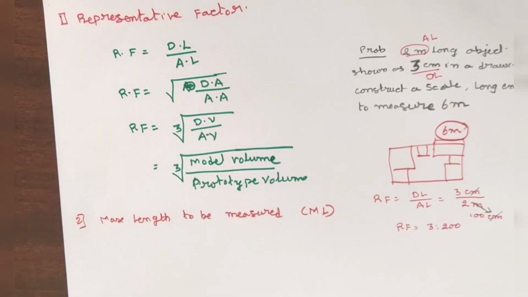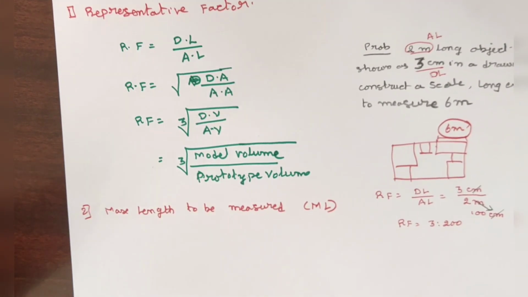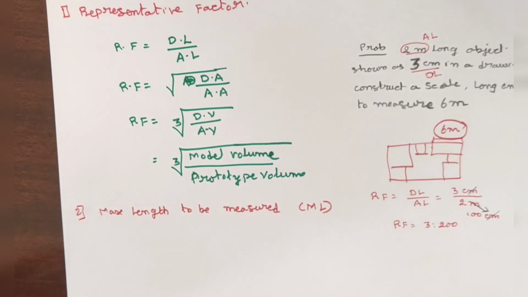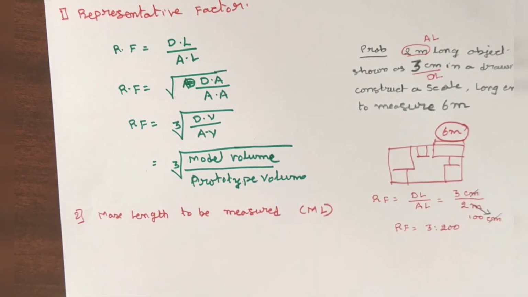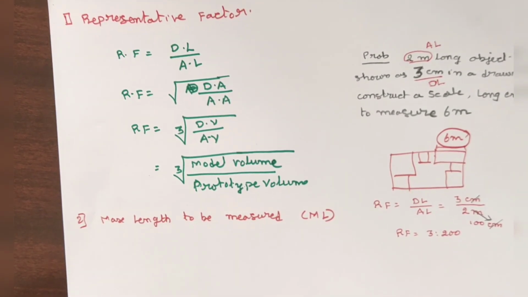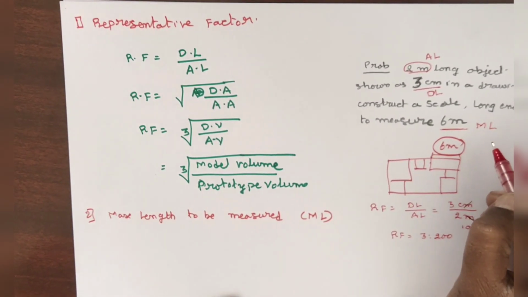Minimum, sir, we don't know. Based on the least value, we have different scales. Those things we will discuss in the coming videos. But first of all, we have to know what is the maximum length to be measurable. With this scale, what is given is 6 meters, which is the maximum length.